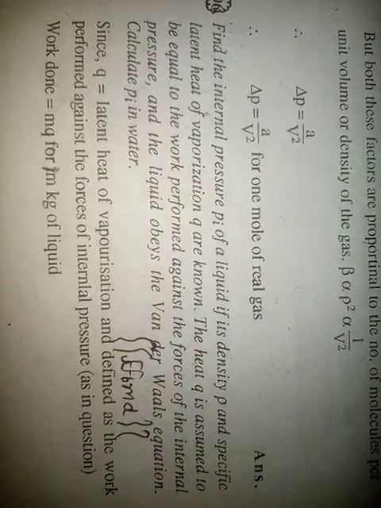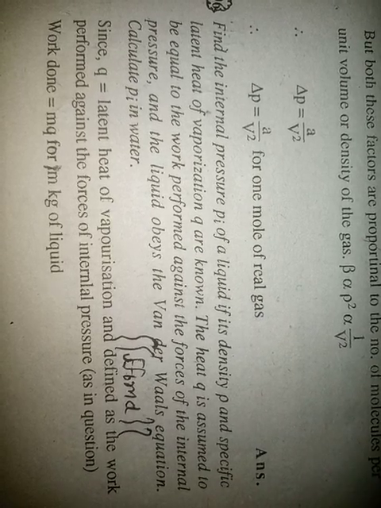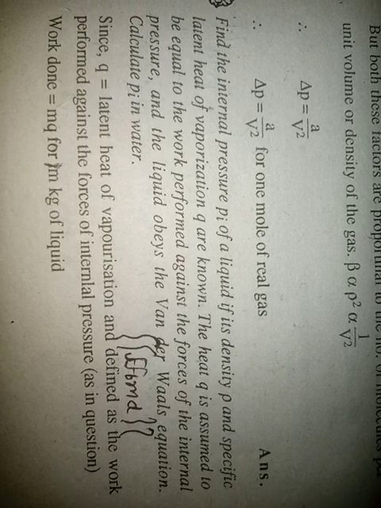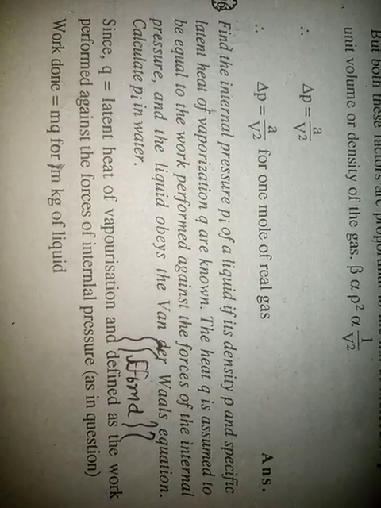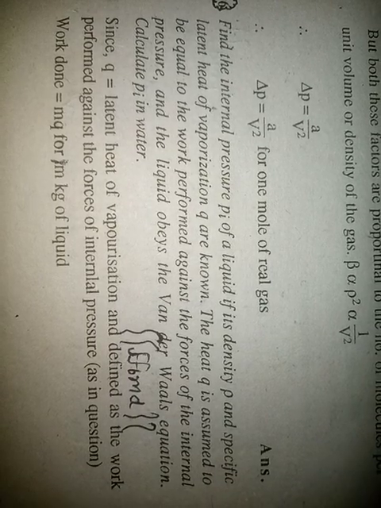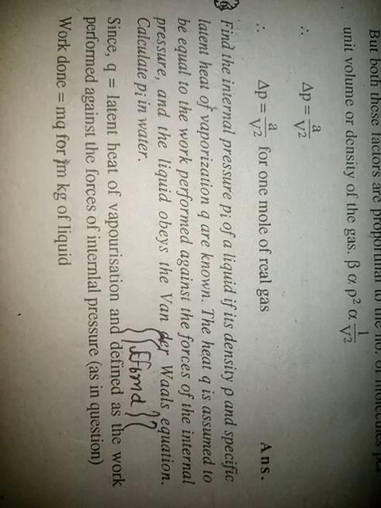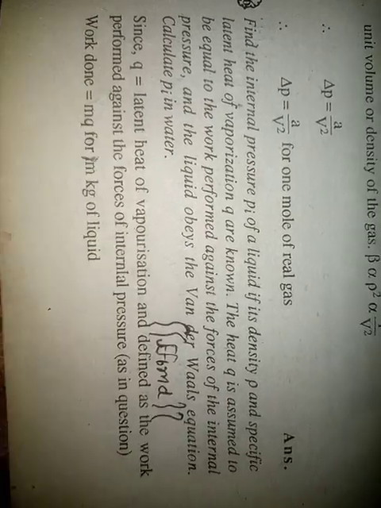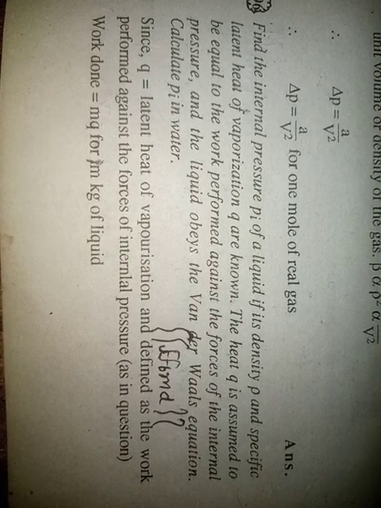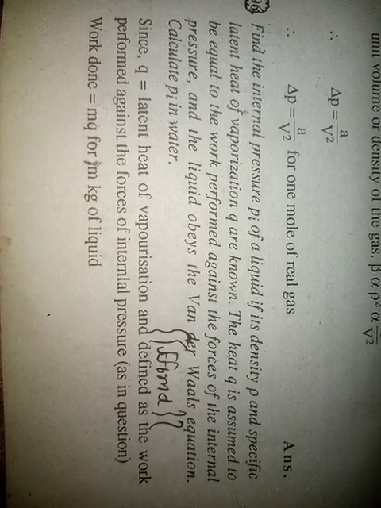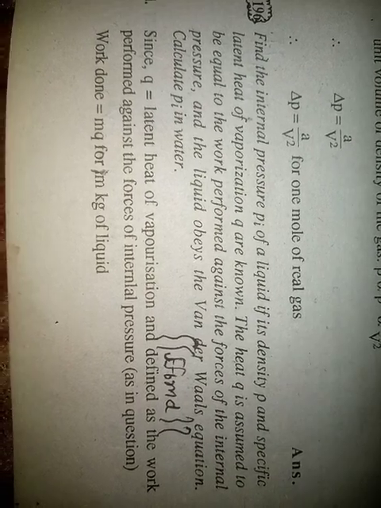Find the internal pressure Pi of a liquid if its density rho and specific latent heat of vaporization Q are known. The heat Q is assumed to be equal to the work performed against the forces of the internal pressure, and the liquid obeys the van der Waals equation. Calculate Pi in water. Since Q, the latent heat of vaporization, is defined as the work performed against the forces of internal pressure, as in the question, the work done is M into Q for M kg of liquid.